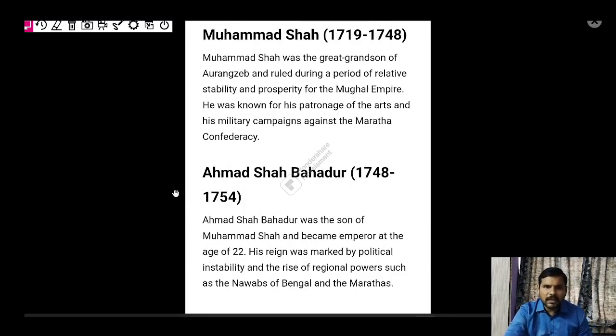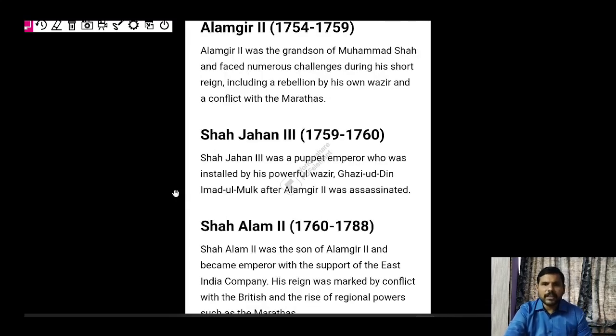Muhammad Shah, Ahmad Shah Bahadur, they all ruled for a very short period and were in frequent conflict. During this period, Shah Jahan II, Alamgir II, and Shah Alam II. At this time, the British were well established in the Indian subcontinent, and they were supporting one party against the other, and there were frequent wars.